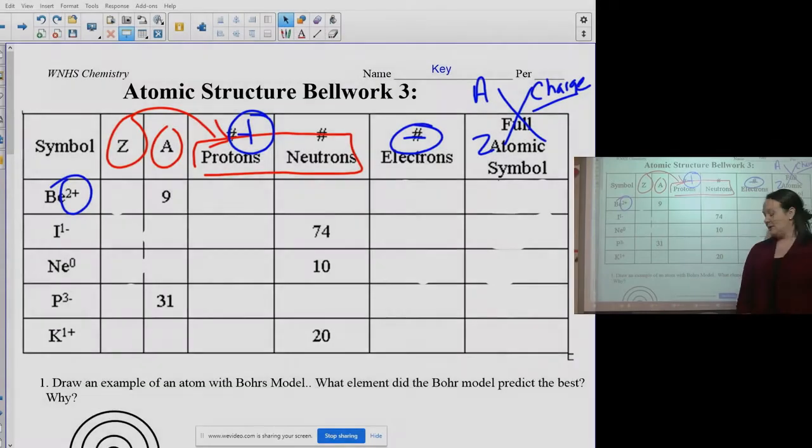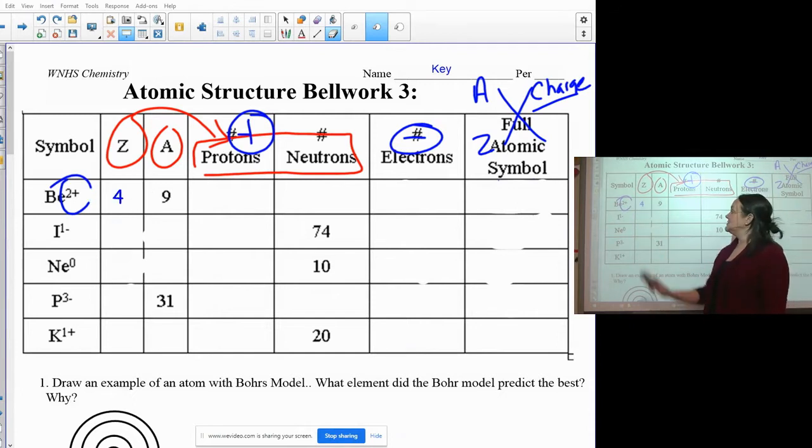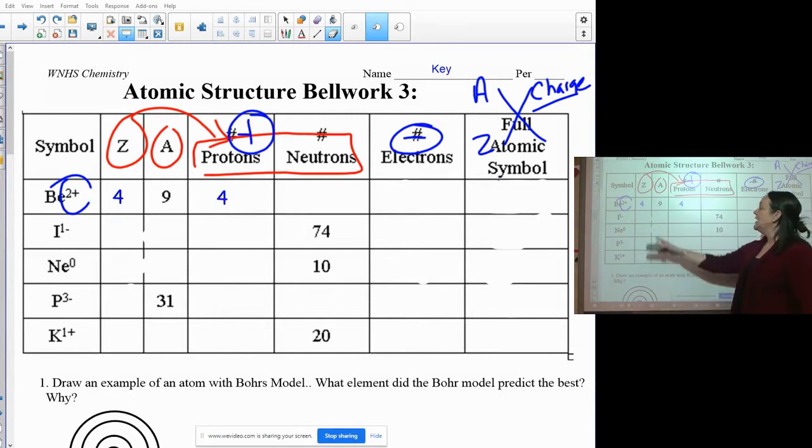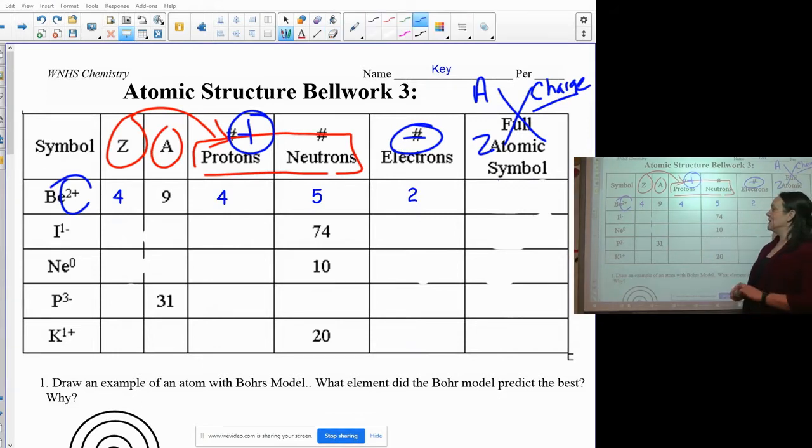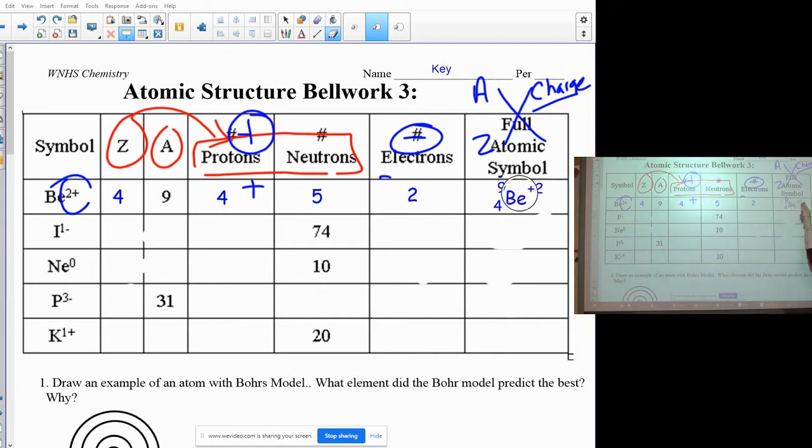All right, so hopefully we did good here. The first thing you're going to look up is beryllium. He has 4 protons, so I put that number here. 9 minus 4 tells me I have 5 neutrons. If I want to be a +2 charge, that means I have +4 here. How many minuses can I have in order to still have a +2 charge? I need 2 less than that, so that is 2. And then your full atomic symbol would be Be with 9, 4, and then +2.